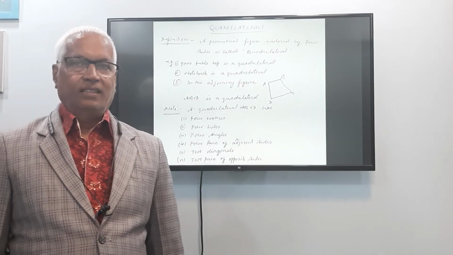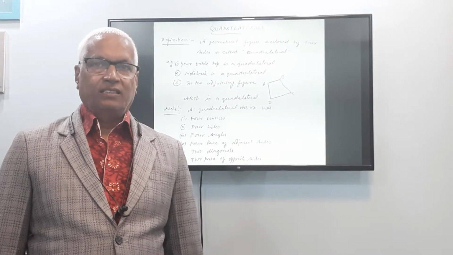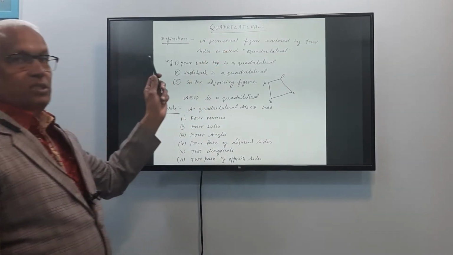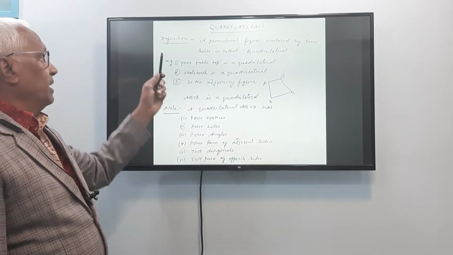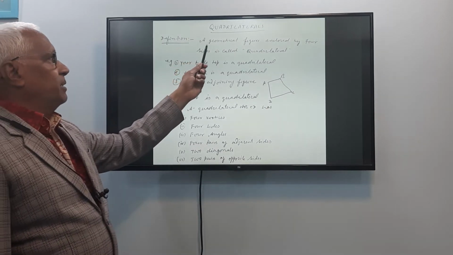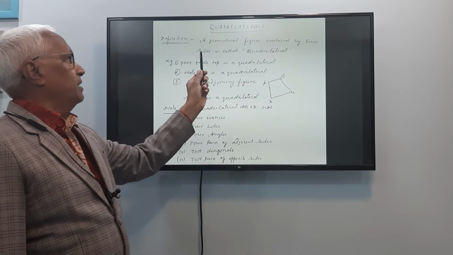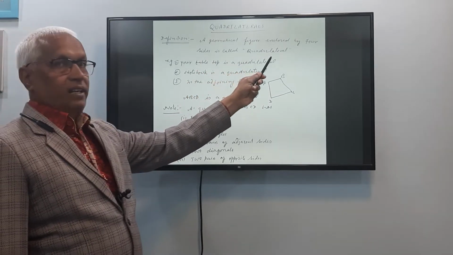Hello friends, today we are going to discuss the topic quadrilateral. First of all, we have to define. The definition is: a geometrical figure enclosed by four sides is called a quadrilateral.